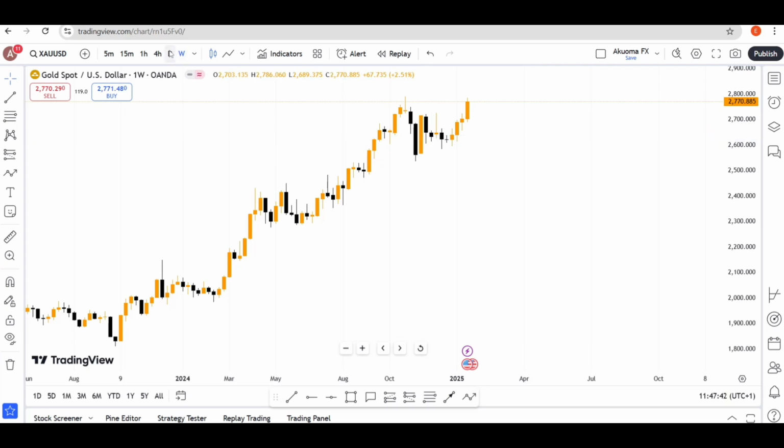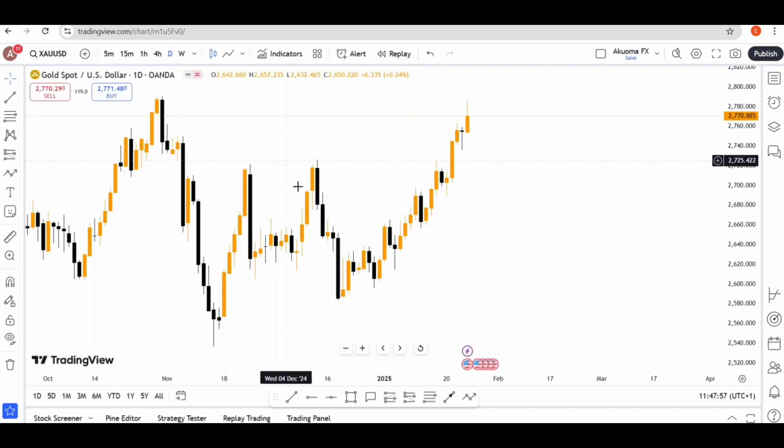Same with the daily time frame. When you come to the daily time frame, each candle represents 1 day. You can see this candle represents 1 day. This one represents Friday, Monday, Tuesday, Wednesday, just like that. Each candle here represents 1 day, including the big candles and the small candles.